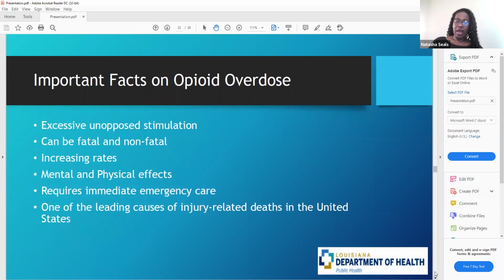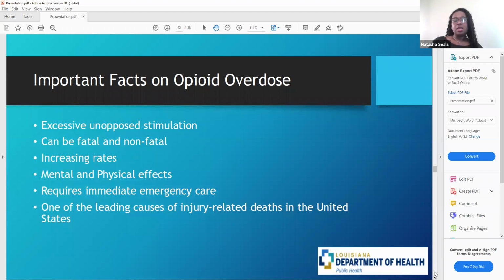Here are some other important facts about opioid overdose. It comes from excessive unopposed stimulation of those receptors in your body that receive the opioids. It can be both fatal and non-fatal. The rates, unfortunately, are increasing. We're seeing a steady increase in overdose, unfortunately. It has both mental and physical effects. The mental effects can look like aggression or anxiety or paranoia. It requires immediate emergency care.